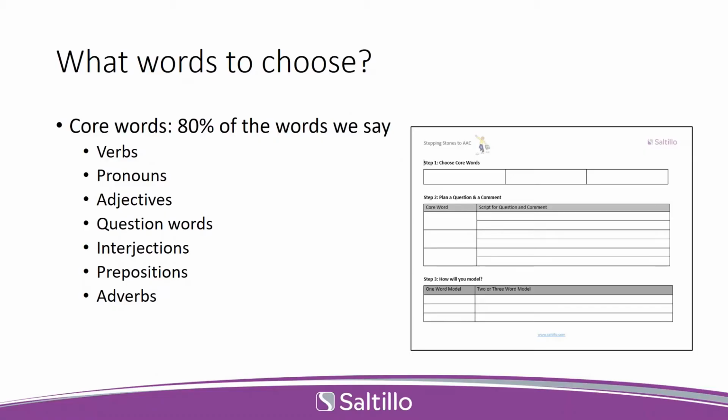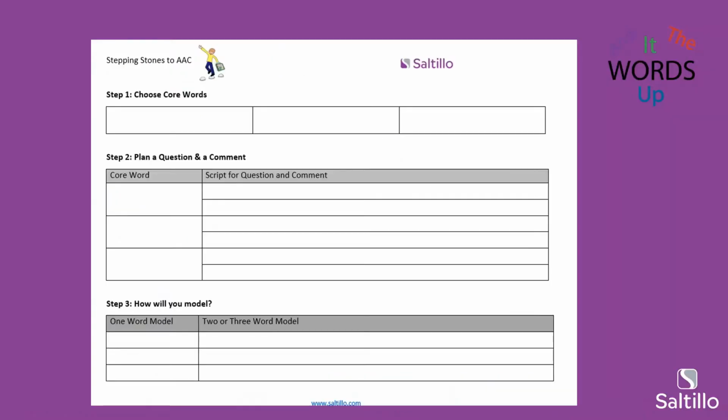So get those out. You can have them side by side on your screen if you need to. Be asking, what words do I choose? This is where I'm going to ask for some audience participation. In a minute, we're going to choose core words. Core words are 80% of the words that we say. Those include verbs, pronouns, adjectives, question words, interjections, prepositions, and adverbs. When we think of modeling words for our AAC users, we want to make sure that the words we choose are core words.